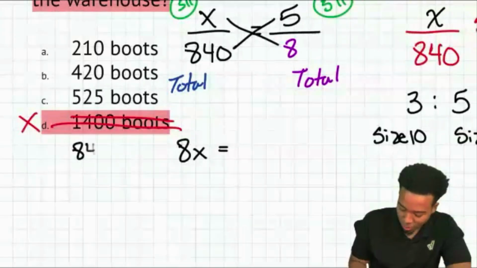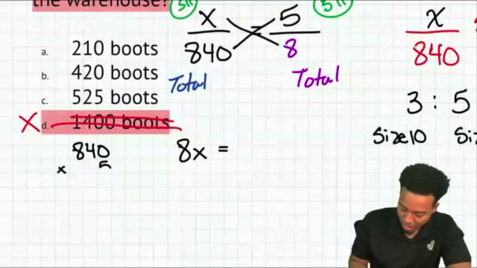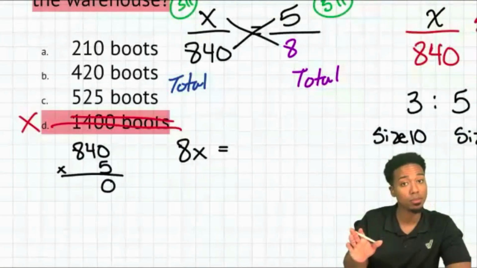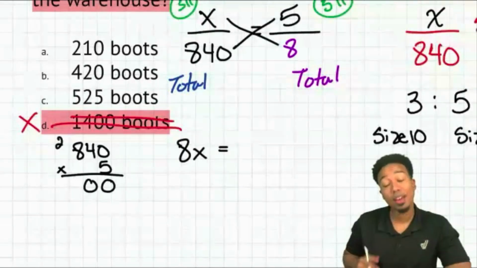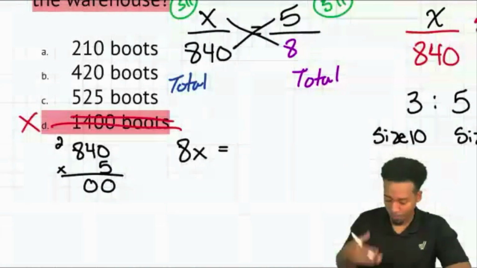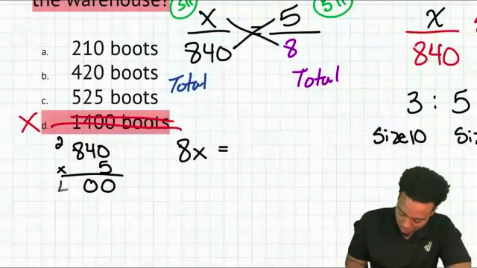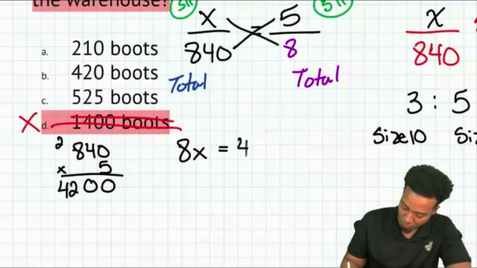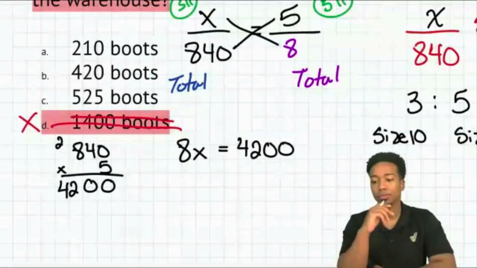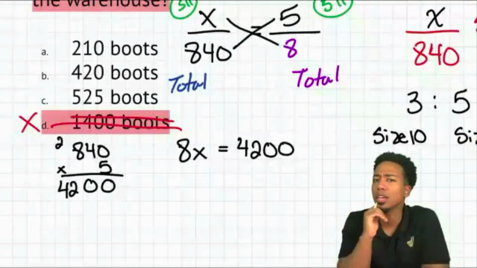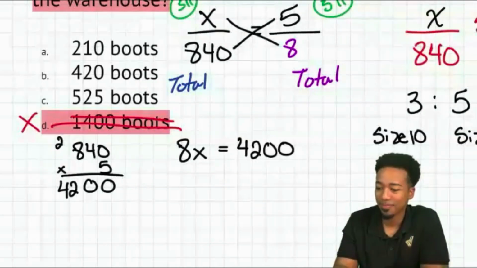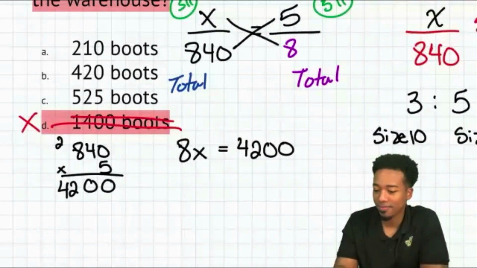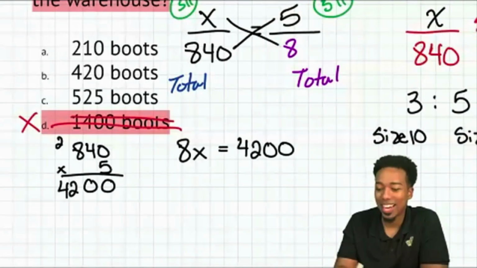So we have 840 multiplied by that 5. 0 times 5 is 0. 4 times 5 is 20. Then we have 8 times 5, which is 40. Add the 2, and that is 42. So we have 4,200 right there. And everybody, the last step that we'll take is what? Yeah. Divide both sides by 8.